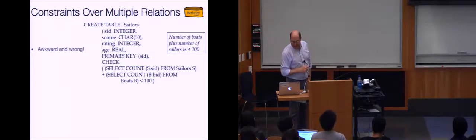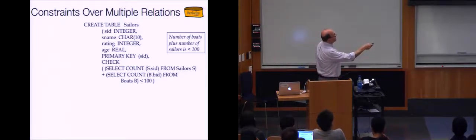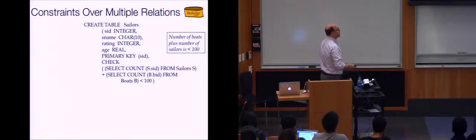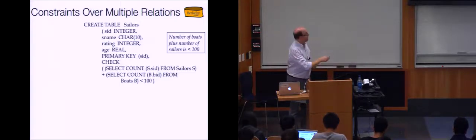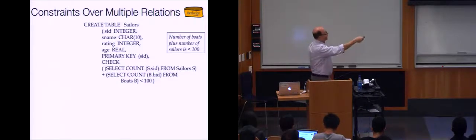Oh, more constraints. So you can have constraints over multiple relations. Let me just see what this one is. Let's say you wanted a constraint, for some reason that I can't imagine, that the number of boats plus the number of sailors has to be less than 100. You might think you could do this, where in the sailors table you have a check constraint that says select count SID from sailors plus select count BID from boats is less than 100. So it's a direct translation of that English.